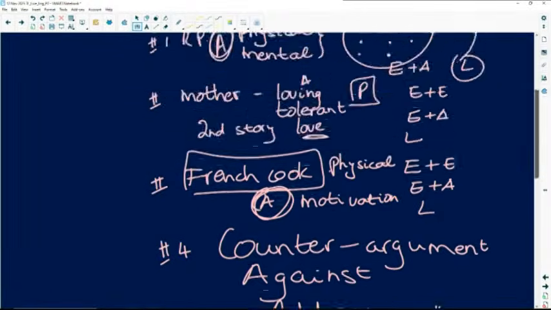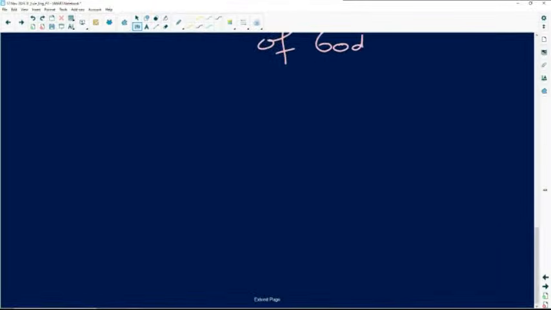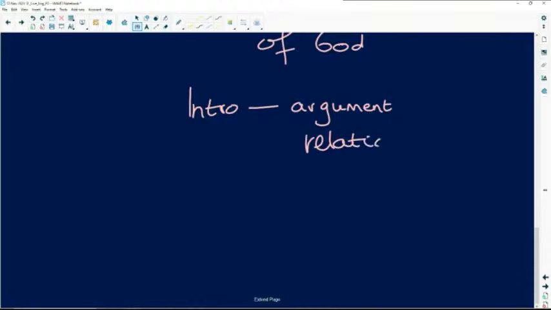Then my conclusion. Remember, in a literature essay, let's just go over that again, your introduction is your argument. So here you're going to say something like, Pi's relationships are very important to him, and those relationships help sustain him and help him survive.